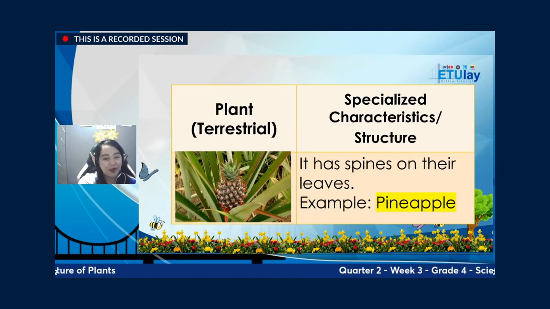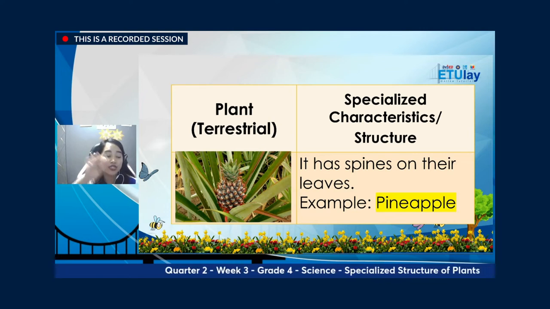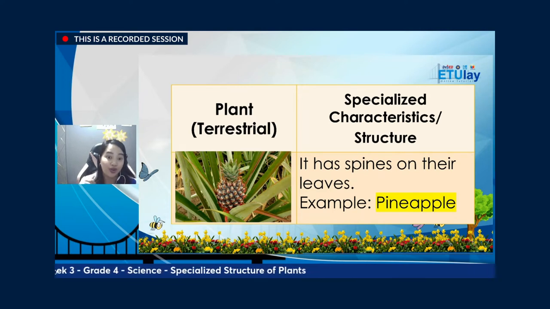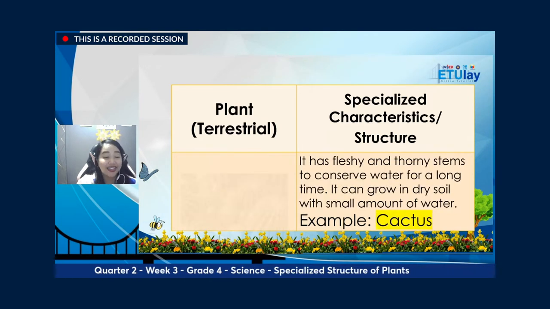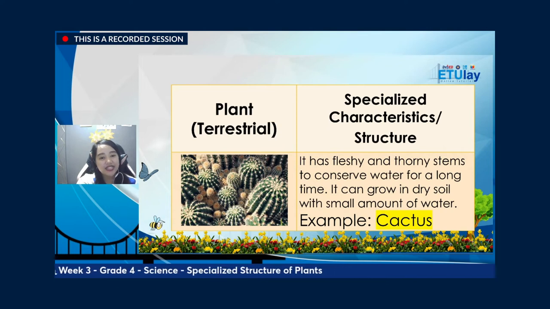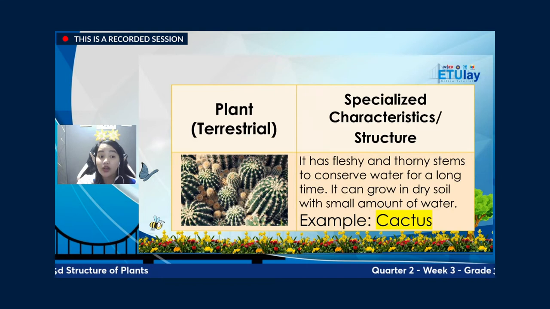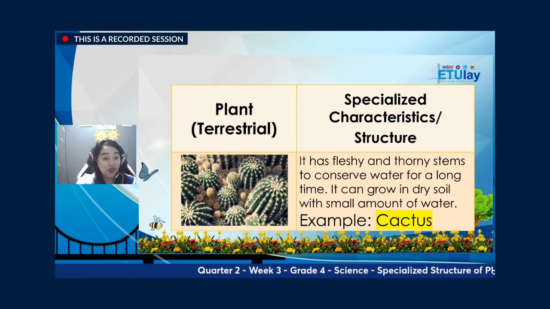pineapple. Ito namang pineapple, it has spines on its leaves. Kung makikita niyo yung surface ng edges ng pineapple leaf, meron siyang parang tusok-tusok. Yun yung kanyang specialized structure. Okay? Let's have our other example. Yan. Ito ang kilala ng lahat. Ang cactus. It has fleshy and thorny stems and leaves to conserve water for a long time. It can grow in dry soil with a small amount of water.